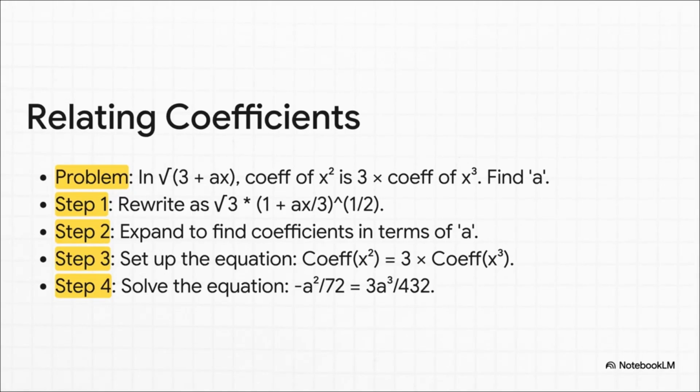Okay, question 6 throws a curveball. We're told that the coefficient of x squared is 3 times the coefficient of x cubed. So instead of just expanding, we have to find a. But our method doesn't change. We still follow the steps.